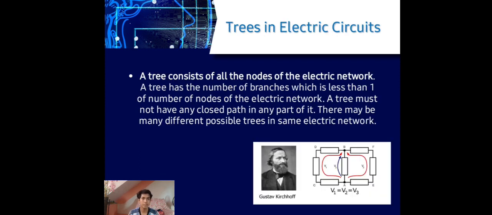So, next is the trees in electrical circuits. The tree consists of all the nodes of the electrical or electric network. A tree has a number of branches which is one less than the number of nodes of the electric network. A tree must not have any closed path in any part of it. There may be many different possible trees in the same electric network.